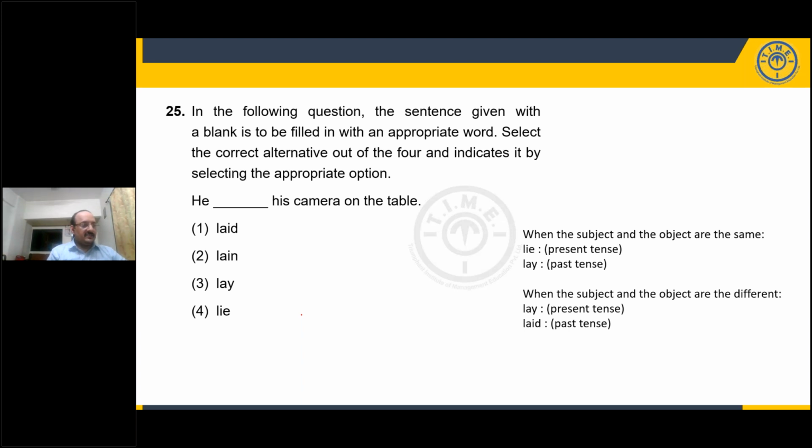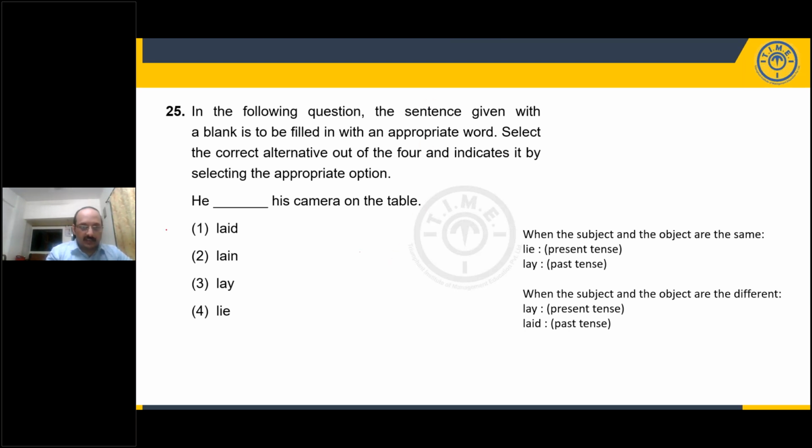Lie and lay are used when the subject is acting upon himself. Lay and laid are used when the subject is acting upon some other object. So here the person is putting his camera on the table. So I'll have to use what? I have to basically say that something else is being kept. So मुझे यहाँ पे, as they are different, I have to go for either lay or I have to go for laid because the subject and the object are different in this case.